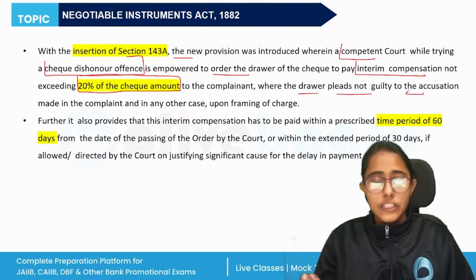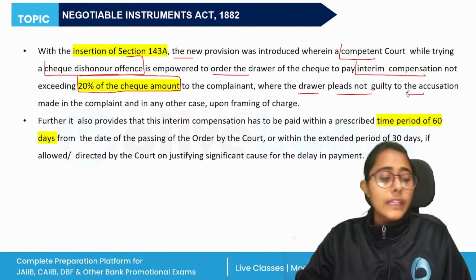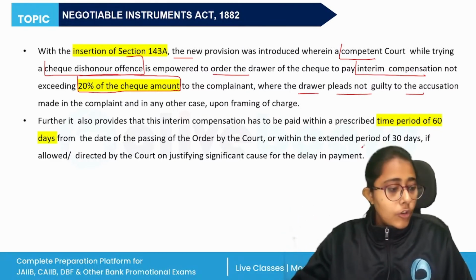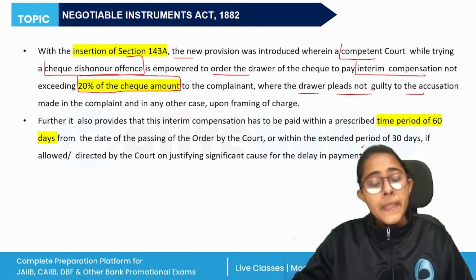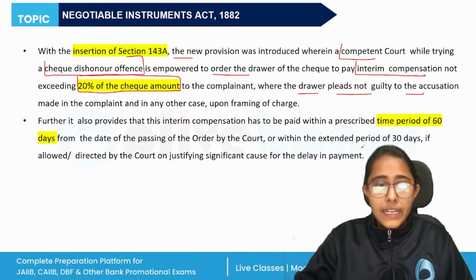So, dishonor of the check. In the check which is signed in the name of the drawer, the drawee is responsible to pay for it. If the person on whose account the check is written does not have sufficient funds, then we will say that the check has been dishonored. All right, that it has been dishonored.